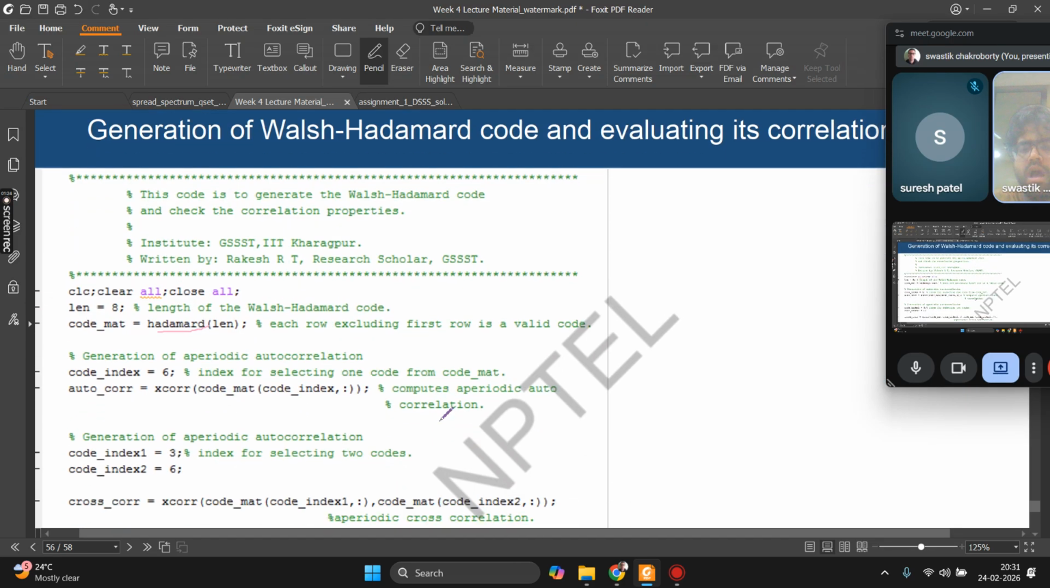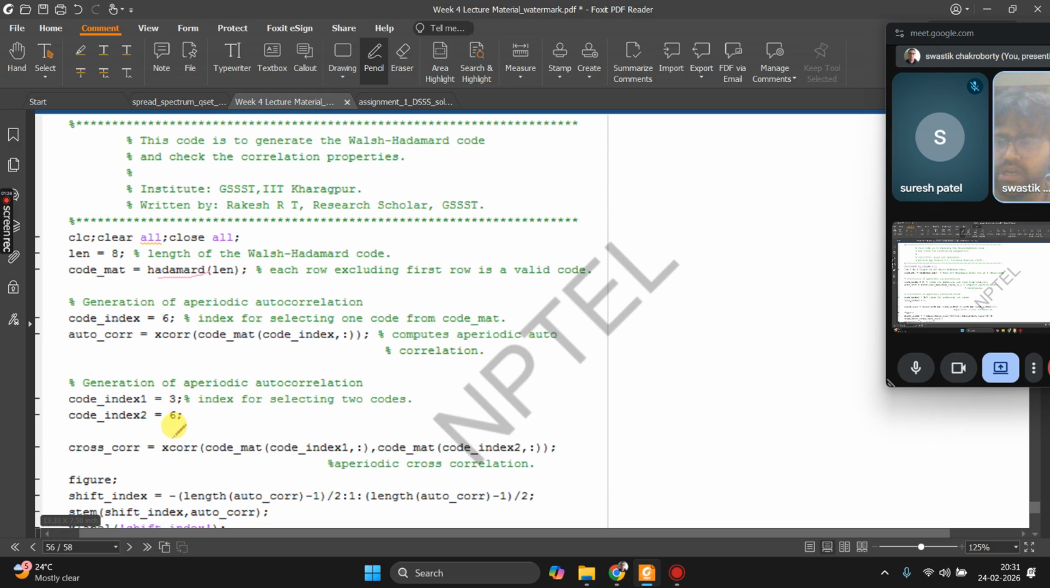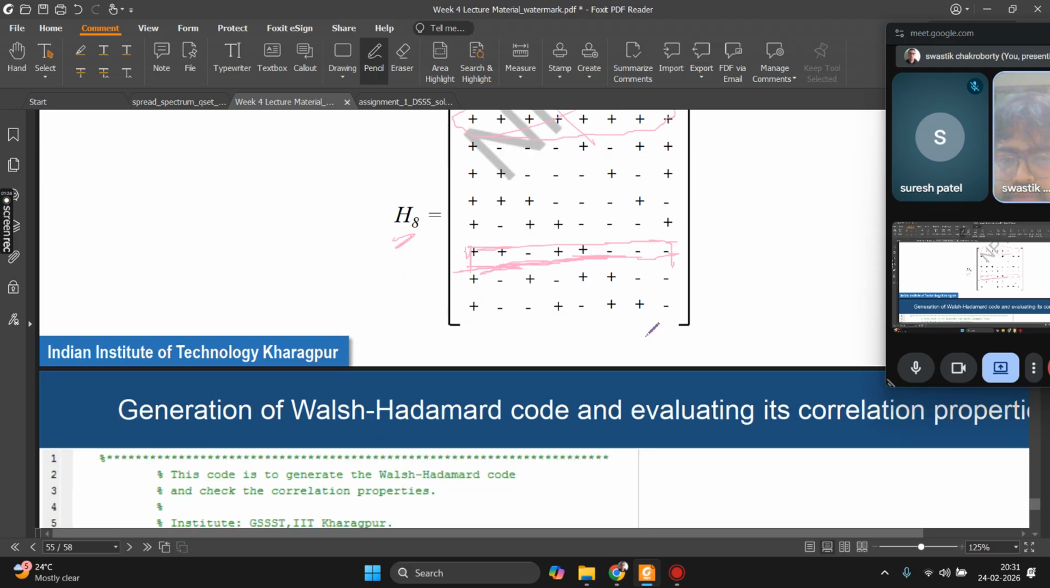So you generate the autocorrelation like that for a particular index, say at position 6: 1, 2, 3, 4, 5, 6. So this code, you are generating the autocorrelation of this code. You don't have to generate the autocorrelation of the matrix. That doesn't make sense. You have to generate the autocorrelation of each sequence. Each of these is a Walsh-Hadamard code, each of these rows except for the first one.